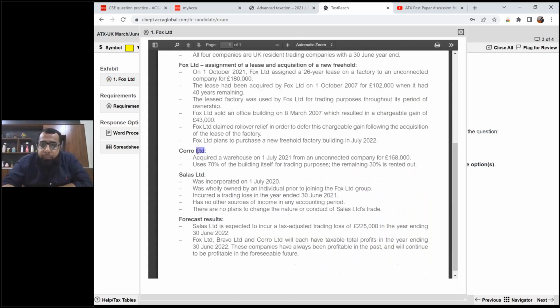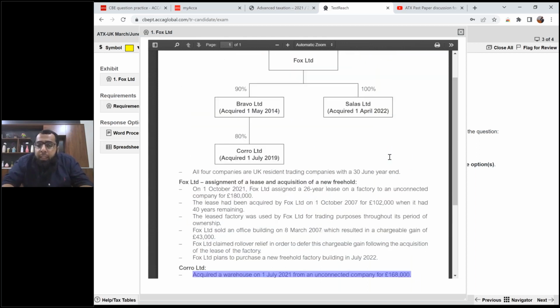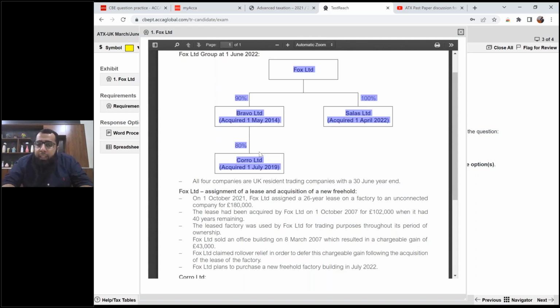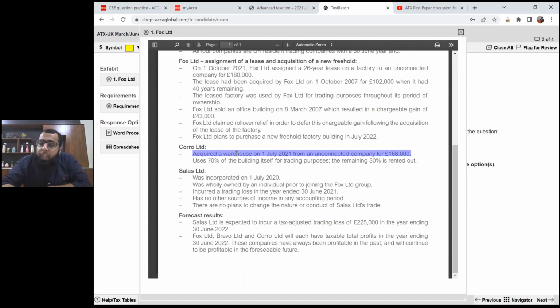Coro Limited acquired a warehouse on 1st July 2021 from an unconnected company for 168,000 pounds. Now see, Coro Limited is in the capital gains group of Fox Limited. He is saying that Coro Limited uses 70% of the building for the trade and the remaining 30% is rented out.